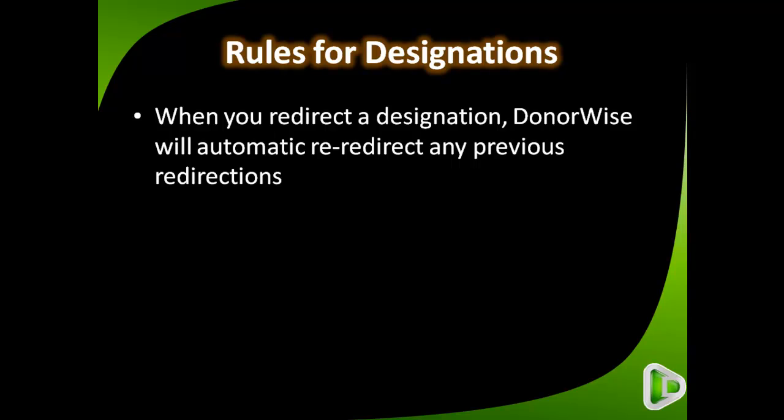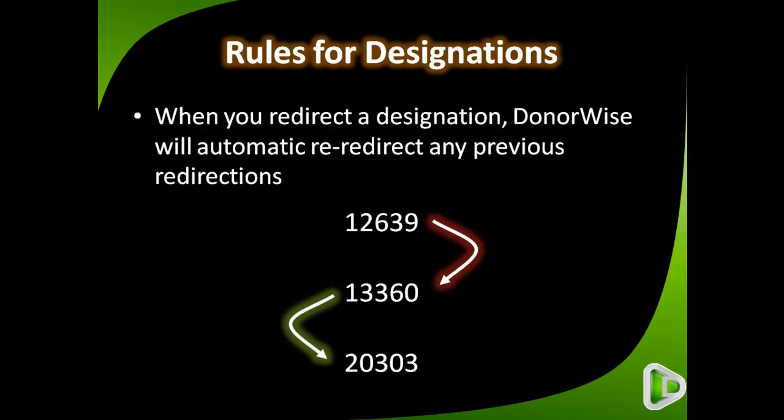That sounds a bit confusing, but let's take a look at how that works. Let's say we have a staff member whose contact ID is 12639, and that is redirected to 13360. If we then redirect that one to 20303, DonorWise will automatically redirect 12639 to the new redirection of 20303.